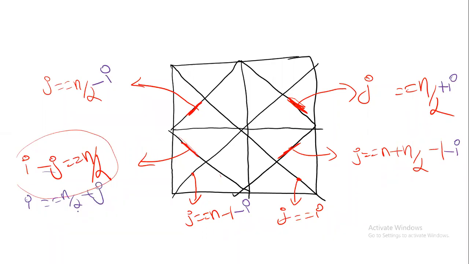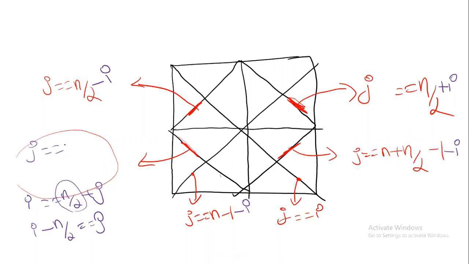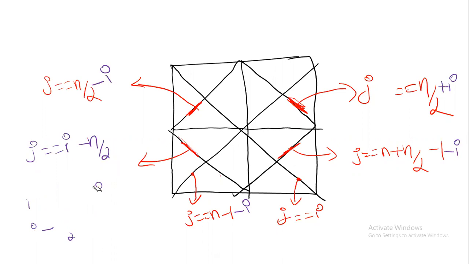Okay, plus n by 2 from this side, I'll bring it to that side. So it is i minus n by 2 is equal to j, which means I can rewrite it as j is equal to i minus n by 2. Okay, this is what I can rewrite it as.